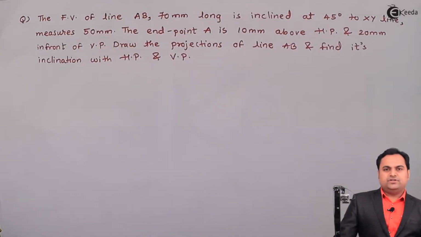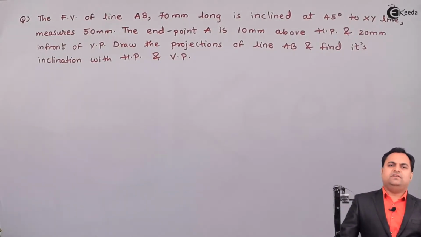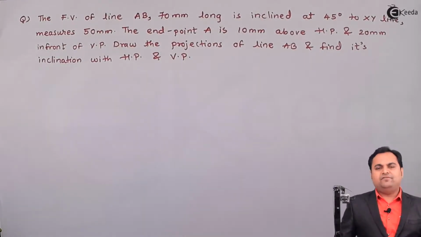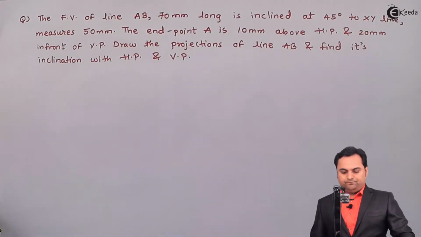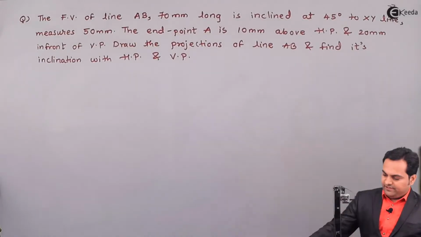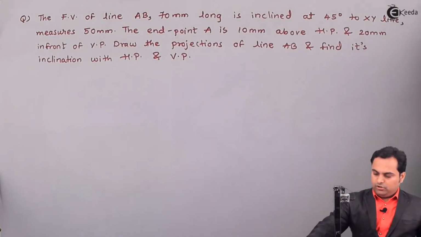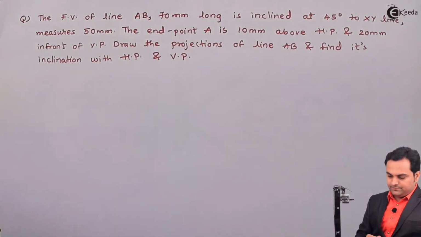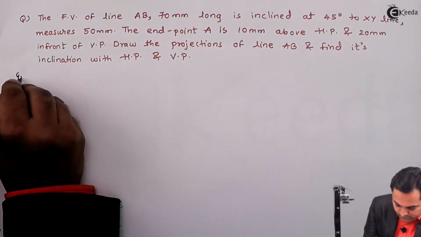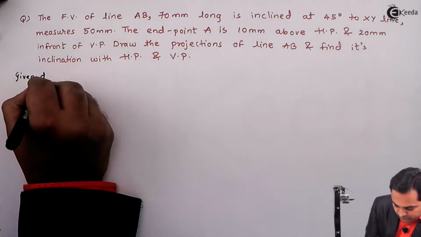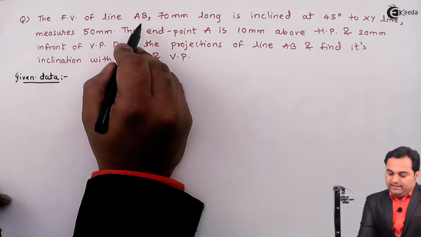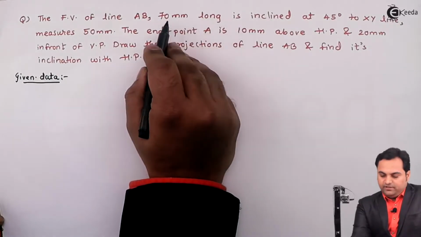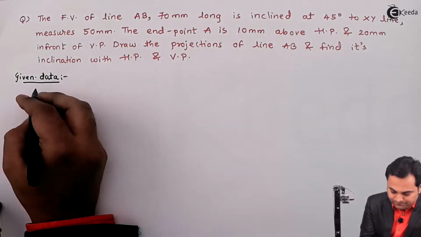Now, while reading this question, we should see that in the question of projection of lines inclined to both the planes, we should have at least 5 parameters to solve the question. So I'll be reading this question again and writing all the parameters which are given to us. The front view of line AB is 70 mm long. It means the true length of the line is given.